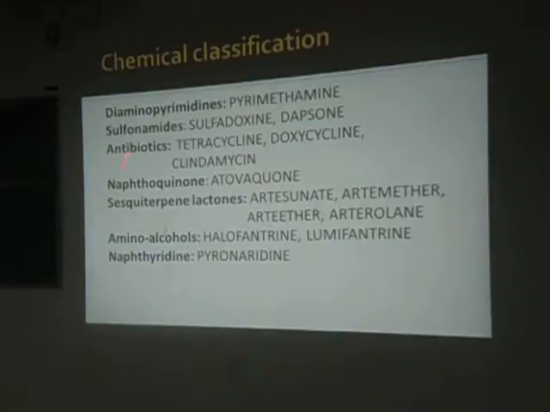Then we have the antibiotics. These are again the drugs for chloroquine resistant malaria and are not used on a regular basis. These will be the reserve drugs: tetracycline, doxycycline, clindamycin and so on. Then naphthoquinone, atovaquone, which inhibits the ATP. Remember, ATP. Then sesquiterpene lactones. These are the drugs of this decade: artesunate, artemether, arteether and arterolane.